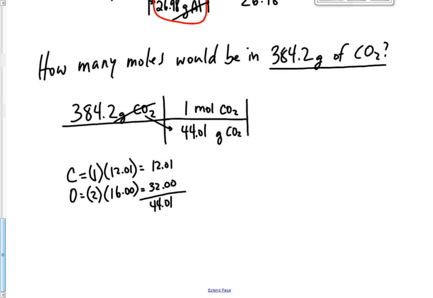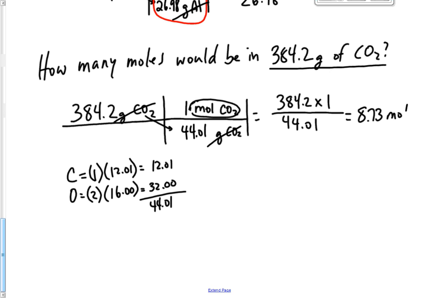So grams of CO2 divides out, and you're left with moles of CO2. Nothing has changed mathematically. It's 384.2 times 1, multiply across the top and divide by the bottom, 44.01. When you do that, you end up with 8.73, not 87, 8.73 moles of CO2. And there's your answer.